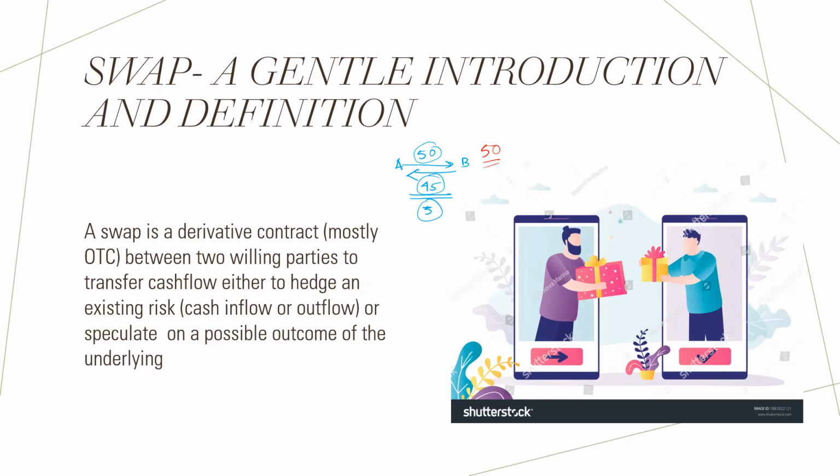Okay, so I read out the definition. Now, mind you, this definition is my analysis, my synthesis. A swap is a derivative contract between two willing parties to transfer cash flow, either to hedge an existing risk, which is cash inflow or outflow, or to speculate on a possible outcome of the underlying. Now, speculating on a possible outcome of the underlying is highly specialized and may not form more than 5% of the total swap transactions, which means that 95% of the swap transactions that happen worldwide do happen with the objective and motive of hedging only.